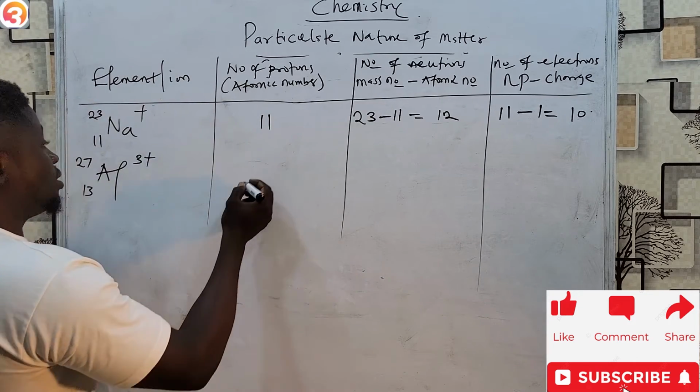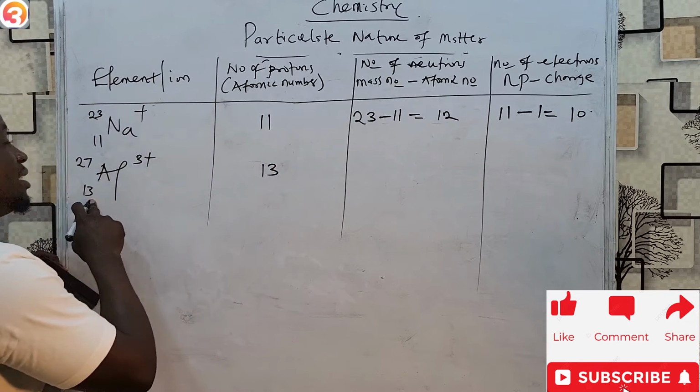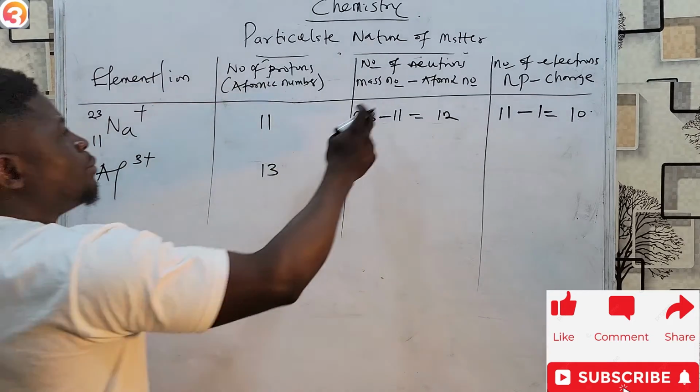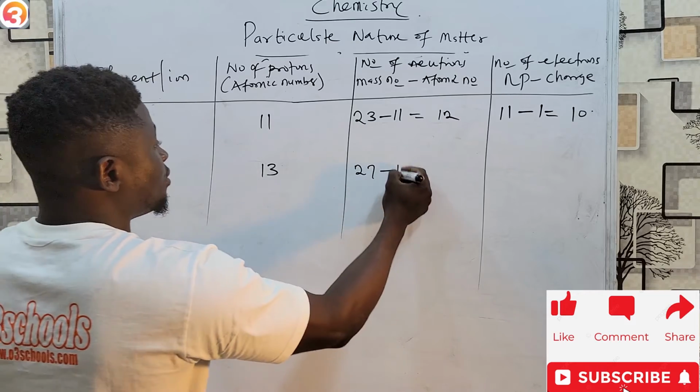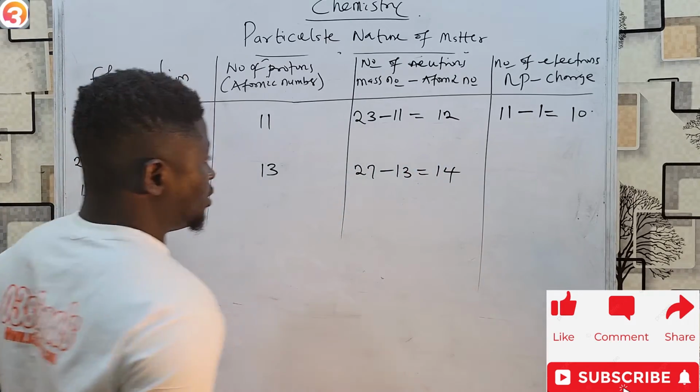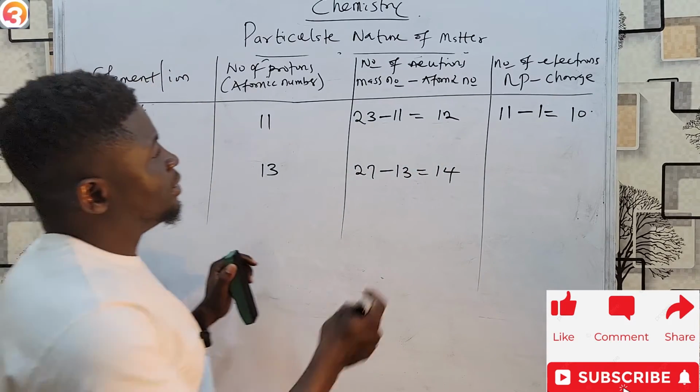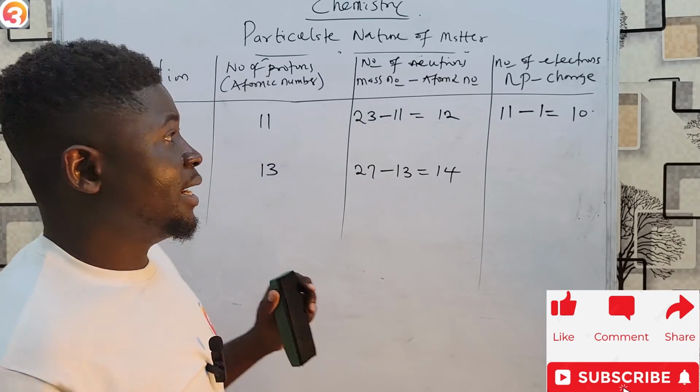What is the number of protons? It is 13, isn't it? That is just the atomic number. The number of neutrons: the mass number is 27, minus the atomic number, 13, and that will give us 14, right?